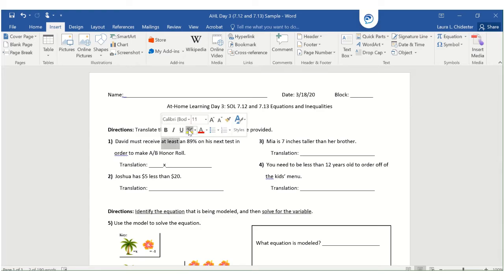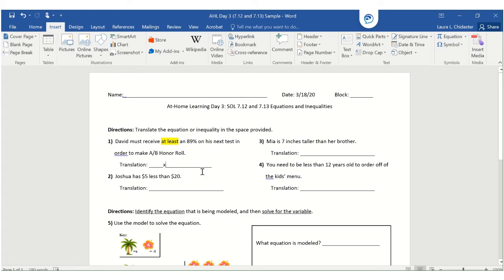You can highlight stuff on your paper or underline if it helps you. I'm going to go ahead and highlight that. So, okay, at least 89%. Okay, so at least means he can get an 89%. He can get higher than an 89%. He can get 100. He can get a 90. So what I'm looking at here is I'm going to want a greater than or equal to sign. He can get a score of 89% or he can get a score that is greater than that. That'd be great, but he doesn't want to score less than it. So I need to find the greater than or equal to sign.